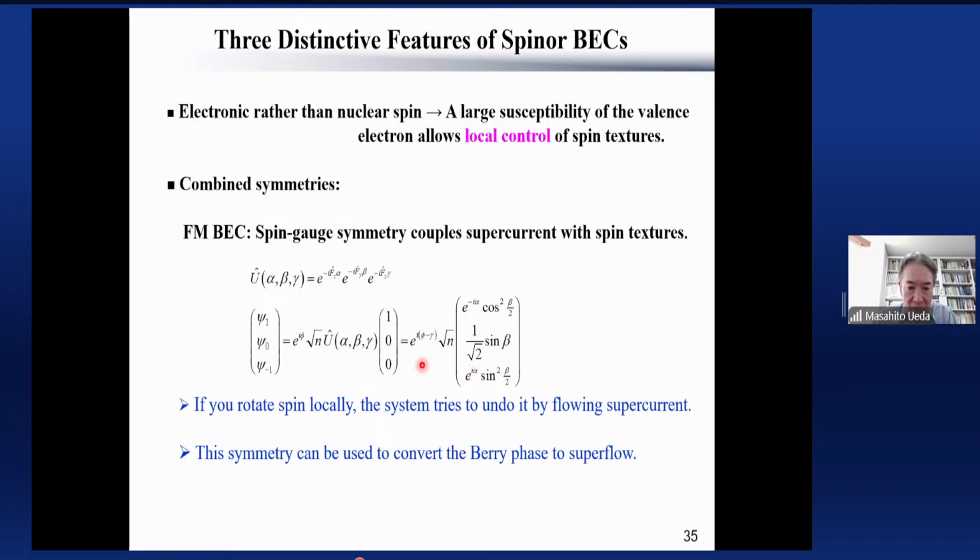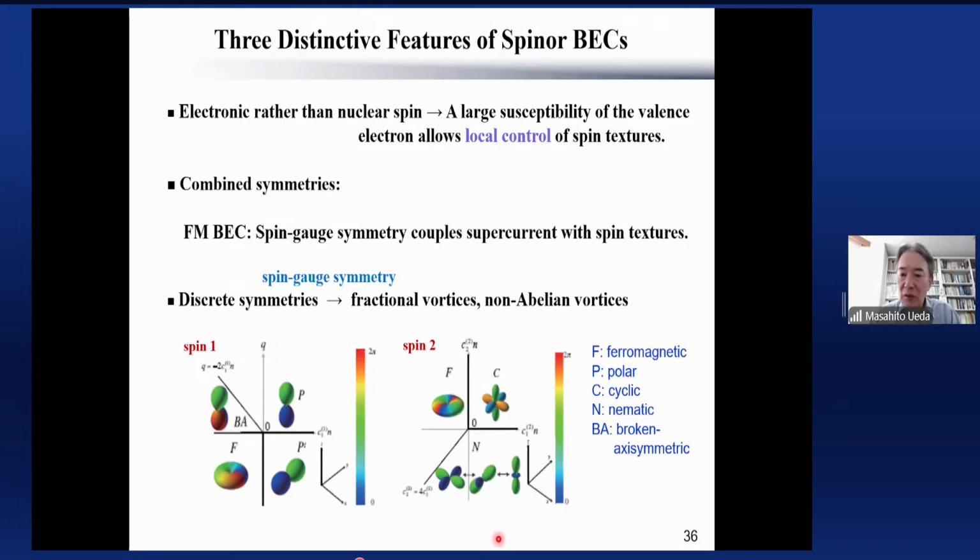And the crucial observation here is that the gauge angle and rotation angle appear as a linear combination, so they cannot be distinguished. This means that if you rotate spin locally, the system tries to undo it by flowing supercurrent. And this symmetry can be utilized to convert Berry phase to superflow. Third, the order parameter of a spinor BEC features discrete symmetries, as illustrated in these phase diagrams for spin-1 and spin-2 BECs. And these discrete symmetries, when combined with spin gauge symmetry, lead to fractional vortices and non-abelian vortices. So let me discuss these topics later.